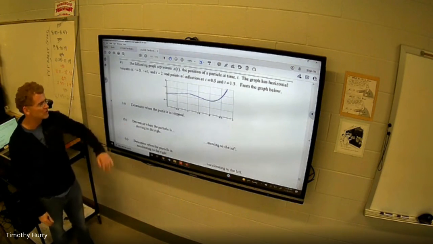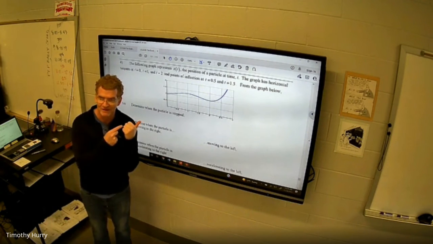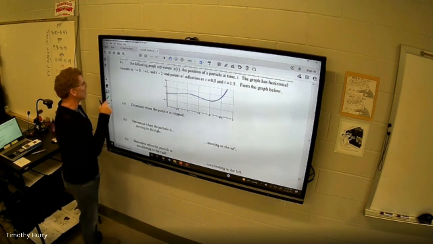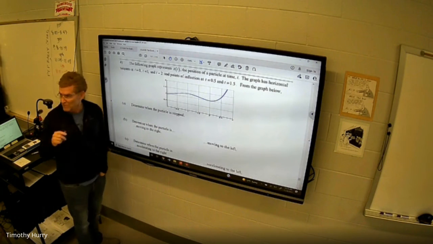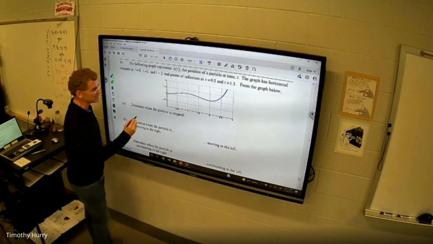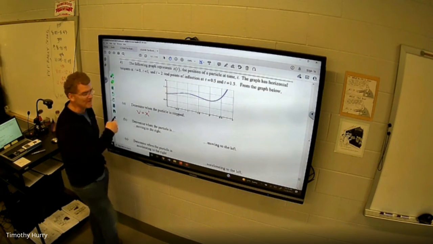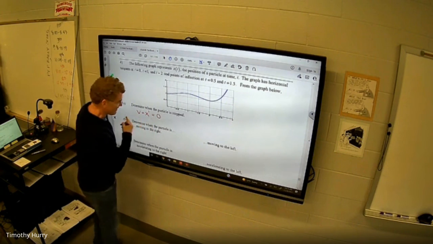So first question, when is the particle stopped? This is position. Now we know a particle is stopped when what? When the velocity is 0. How is velocity related to position? The velocity is the derivative of position, right? And I want to know when that is 0. That's the statement you want to make.